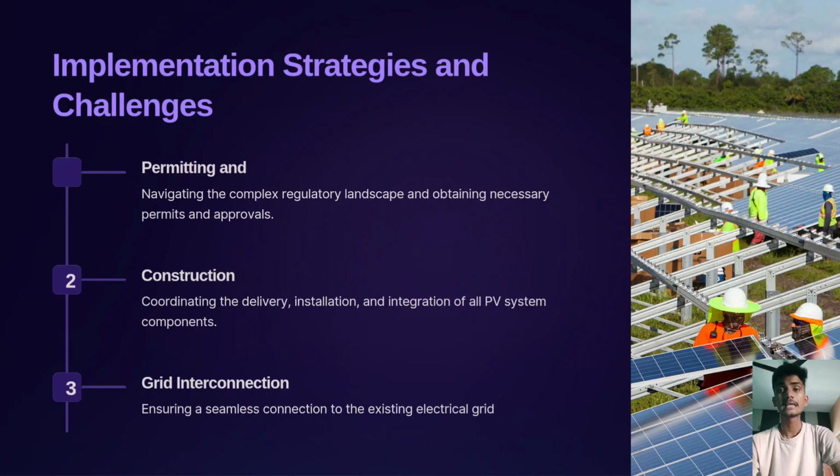The next topic is implementation strategies and challenges. There are three types of implementations, that is permitting and approvals, construction logistics, and another one is grid interconnection. In permitting and approvals, navigating the complex regulatory landscape and obtaining necessary permits and approvals.